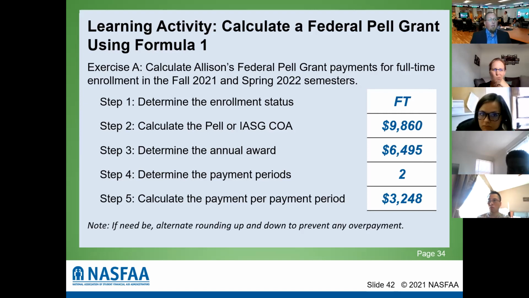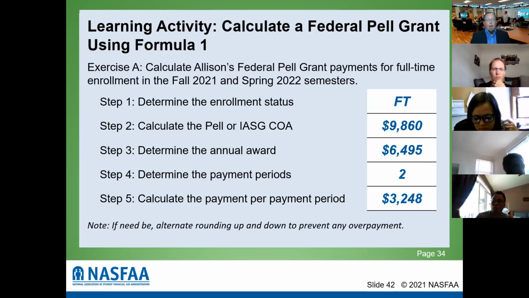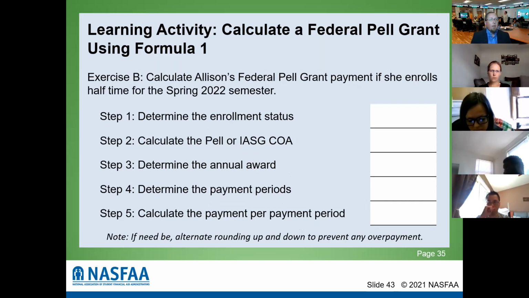Calculating for Pell and SEOG, the cost of attendance we know was $9,860. So that award amount was the maximum Pell. Maximum Pell for this is $6,495. And as Janet said too, you can't give it all up front, right? Typically we do fall and spring as your traditional terms, so you're doing 2 payments right now and calculating the payments per term, so it's half of that actual award. Now this is for the spring of 2022 if she enrolls half-time.